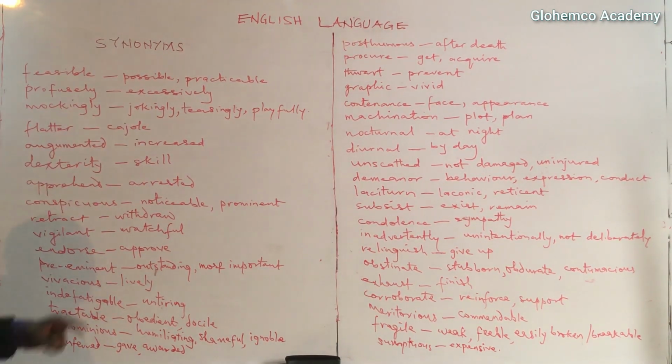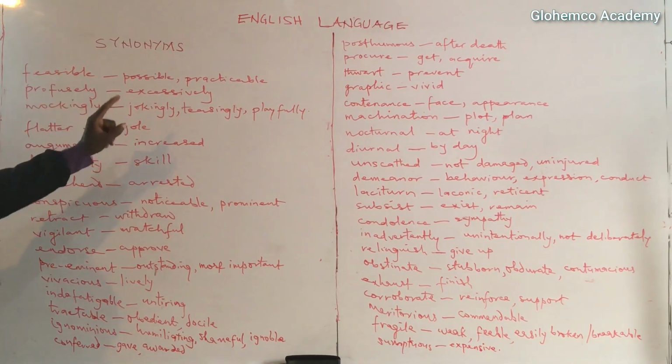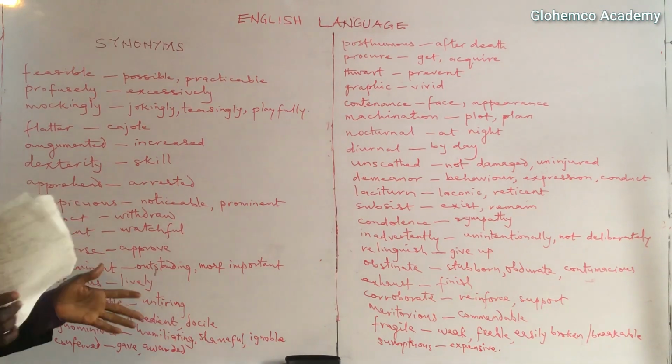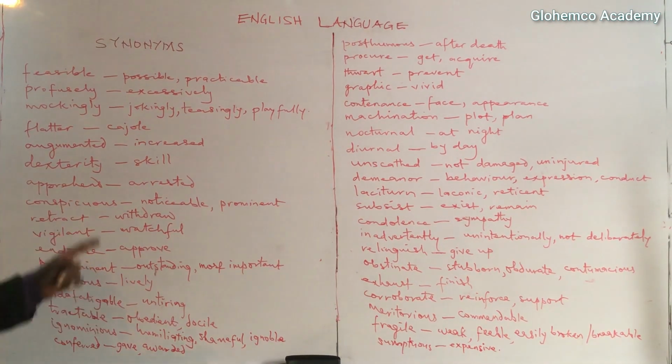Feeble simply means, feasible. Feasible means possible or practicable. Possible or practicable. And that's why people talk of a feasibility study. They want to carry out a feasibility study. Maybe you want to start manufacturing a product and you carry out a feasibility study, meaning how will you be able to succeed in that particular environment? So feasible means possible or practicable.